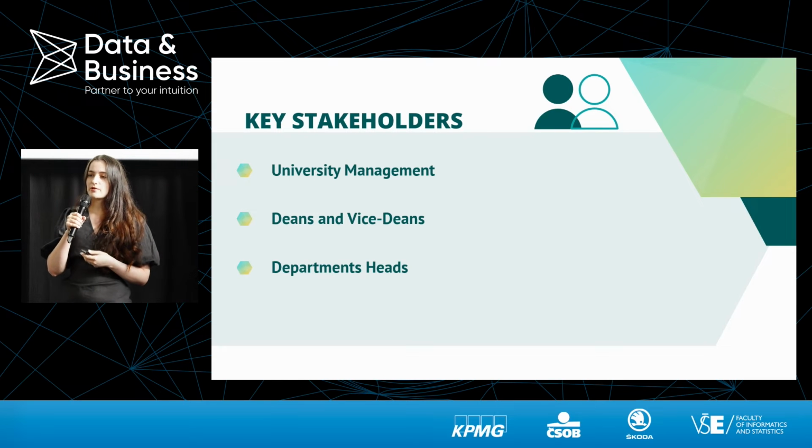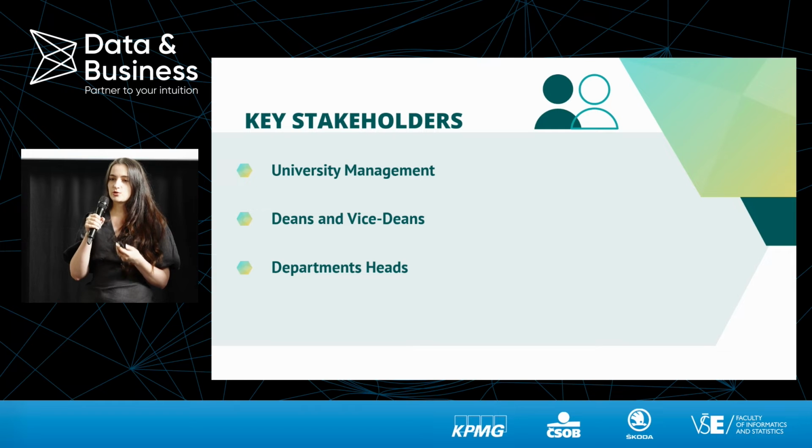Now let's take a quick look at our key stakeholders. First of all, it's university management, who need the calculation for budget allocation between different faculties. Second are deans and vice deans. Our solution is useful for data-driven decision-making on a faculty level. And last are department heads, who can also use our solution for decision-making and ad hoc analysis.